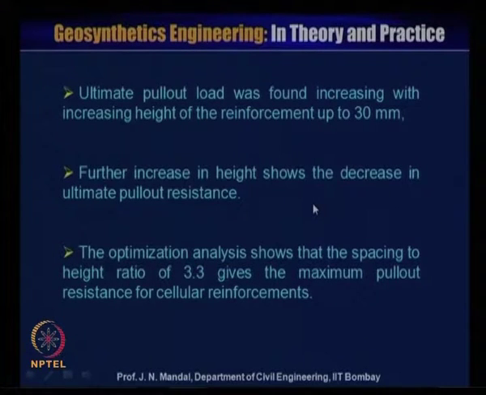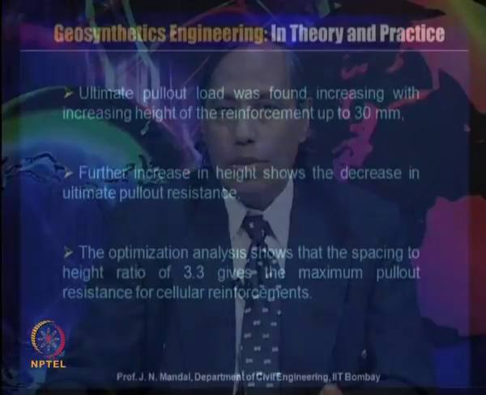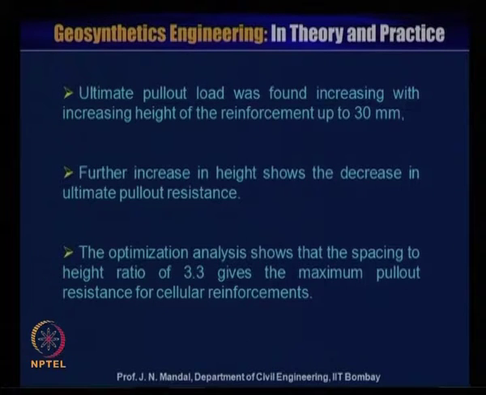Now, ultimate pull out load was found increasing with the increase of the height of the reinforcement up to 30 millimeter. Further increase in the height shows a decrease in the ultimate pull out resistance. So, optimization analysis shows that the spacing to height ratio of 3.3 gives the maximum pull out resistance of cellular reinforcement. So, you can have the idea of what is optimum. So, the spacing to height ratio will be 3.3.